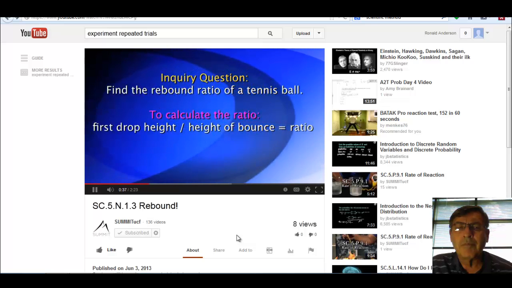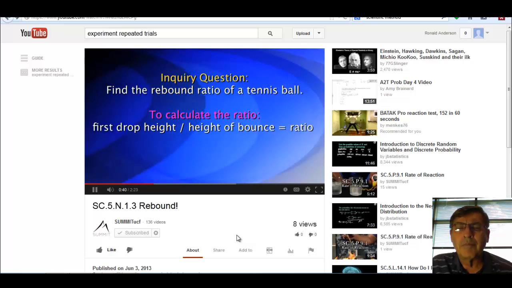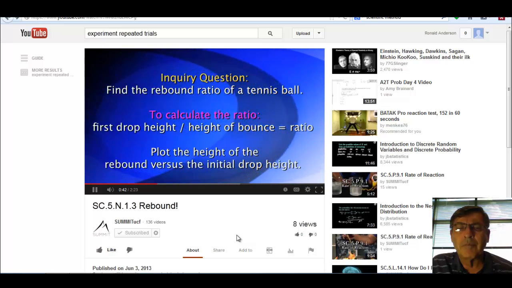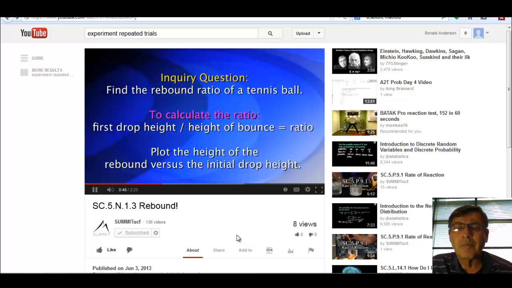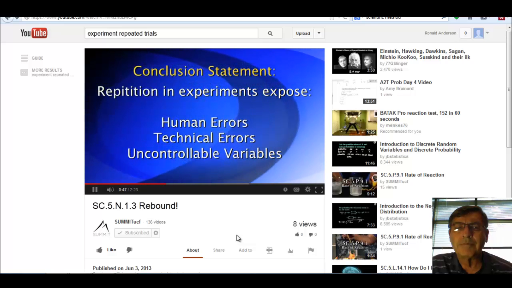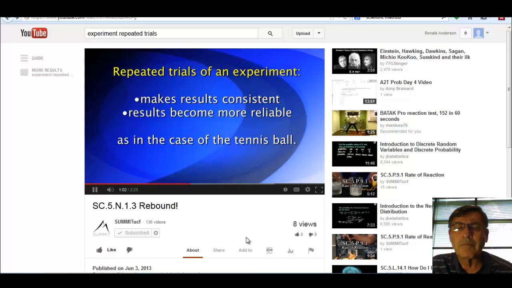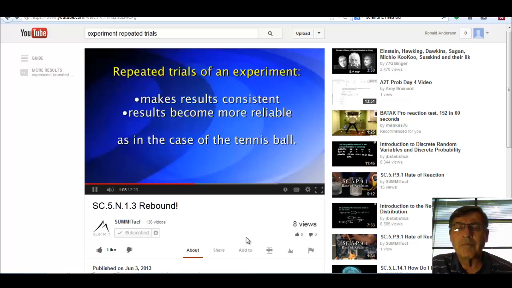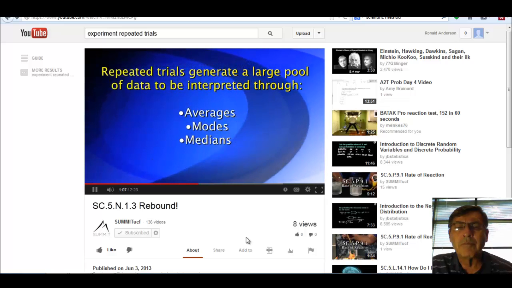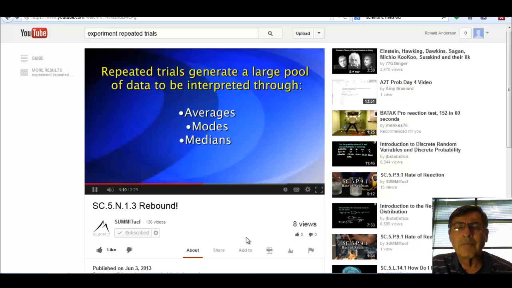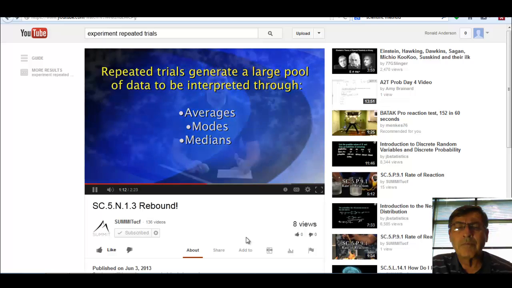To calculate the ratio, divide the height of the first drop by the height of the bounce. Plot the height of the rebound versus the initial drop height. The conclusion statement for this lab is, repetition in experiments exposes human errors, technical errors, and other uncontrollable variables that may affect data so that they may be eliminated. Most importantly, it makes the results consistent and more reliable, as in the case of the tennis ball. Repeated trials also yield a large enough pool of data to be interpreted through averages, modes, medians, etc.